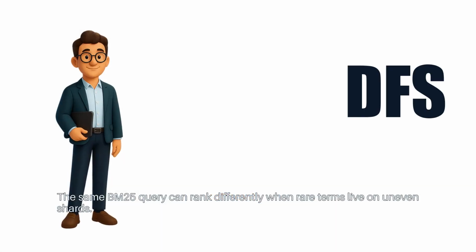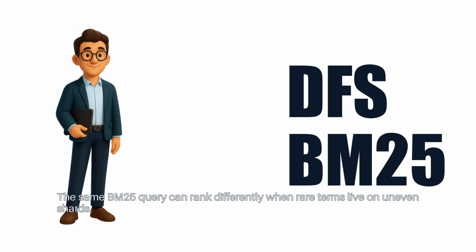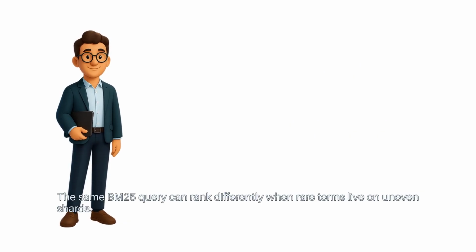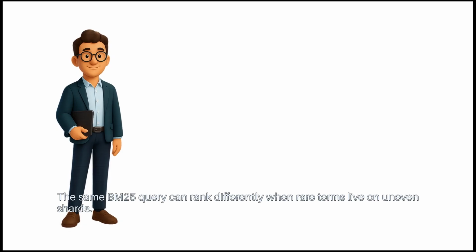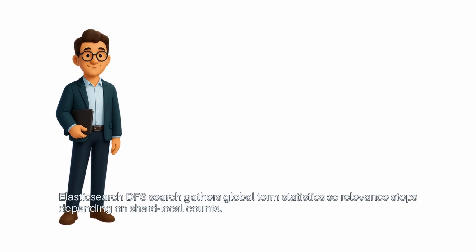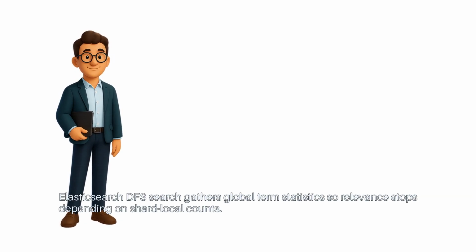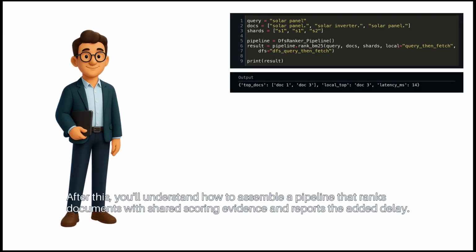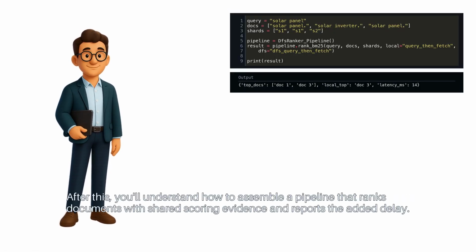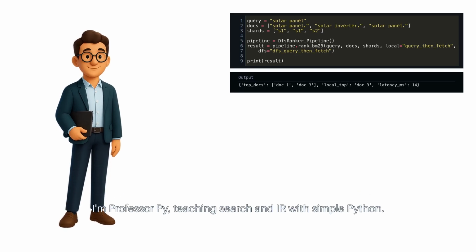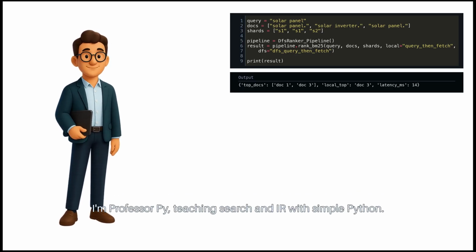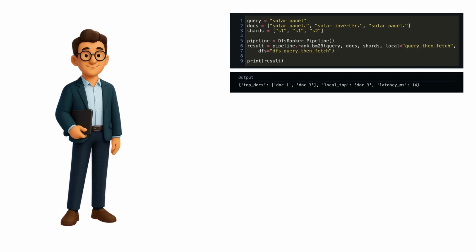The same BM25 query can rank differently when rare terms live on uneven shards. Elasticsearch DFS search gathers global term statistics, so relevance stops depending on shard local counts. After this, you'll understand how to assemble a pipeline that ranks documents with shared scoring evidence and reports the added delay. I'm Professor Pi, teaching search and IR with simple Python.